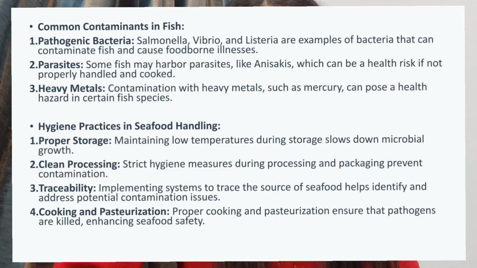Then there are common contaminants in fish. Specifically, we are talking about fish. So there are pathogenic bacteria: Salmonella, Vibrio, Listeria. They're examples of bacteria that can contaminate fish and cause foodborne illnesses in seafood. Then we have parasites. Some fish may harbor parasites like Anisakis, which can be a health risk if not properly handled and cooked. Heavy metals are also a source of contamination, like mercury. It can cause a health hazard in certain fish species.